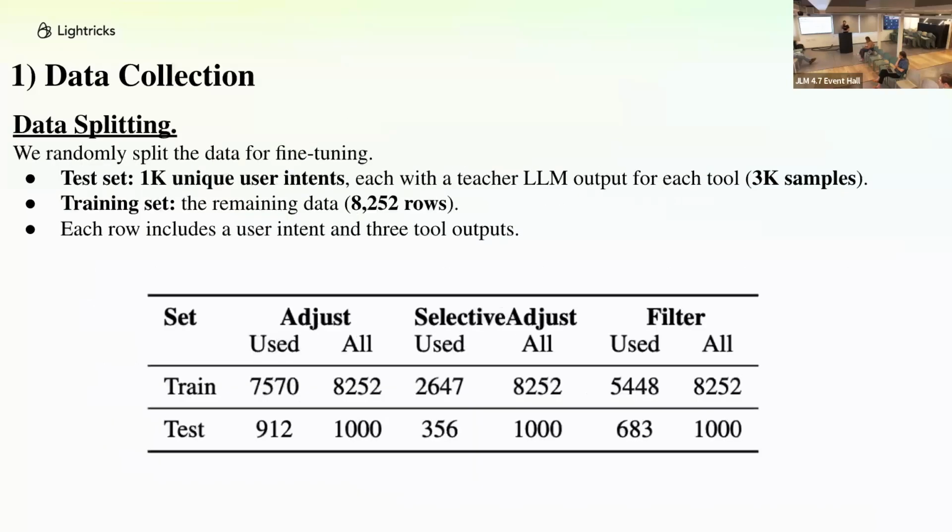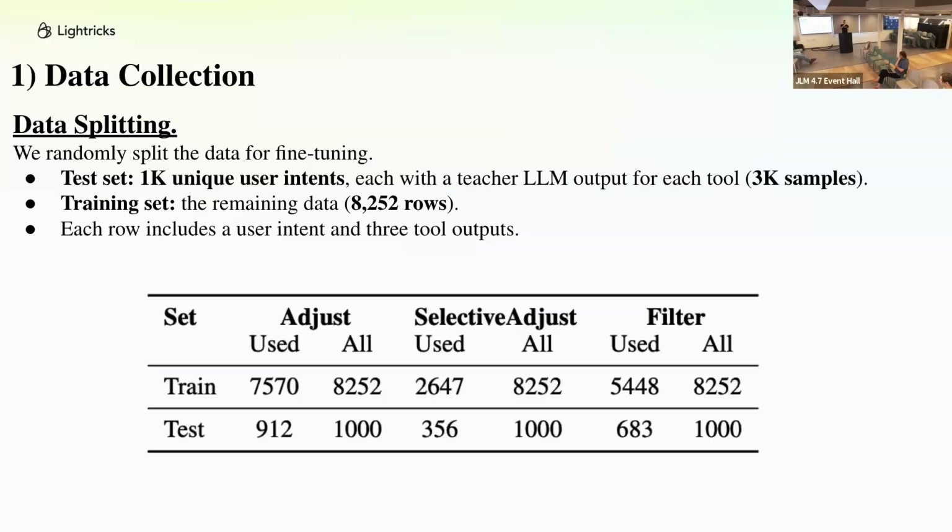Lastly is the data splitting. We want to split the data into a training set and a test set. I'm taking here for the test set 1,000 unique user intents, each with the teacher output. So we have 3,000 samples in the test set. And then the remaining go to training. Each row includes the user intent and the 3 tool outputs. What we can see here is that for every tool, we have 1,000 in the test and 8,252 in training.